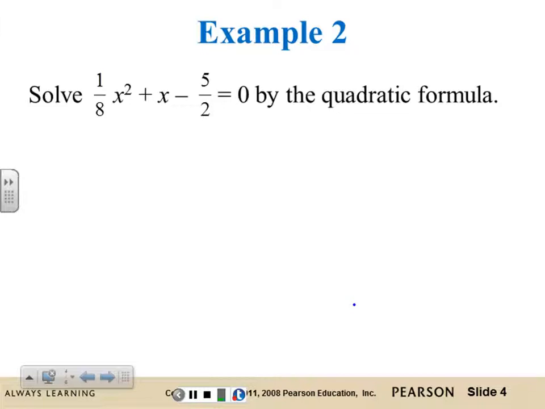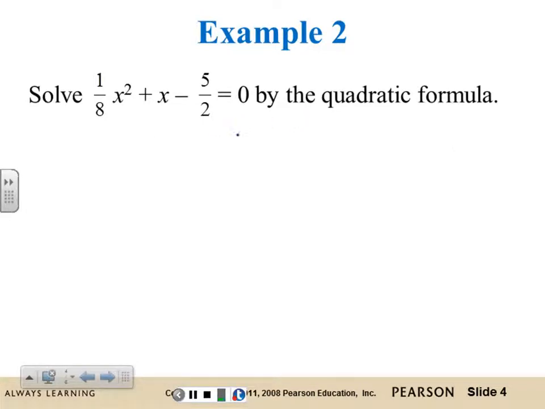Alright, so let's try again. We're going to solve this quadratic equation by using the quadratic formula, which means we need everything set equal to 0, done, and we don't want to have fractions in there. And we don't want to have fractions because we're going to be doing a lot of math, and it's easier to do math with whole numbers rather than fractions.